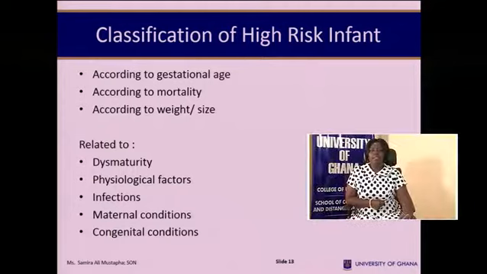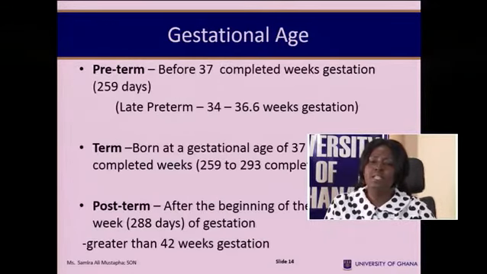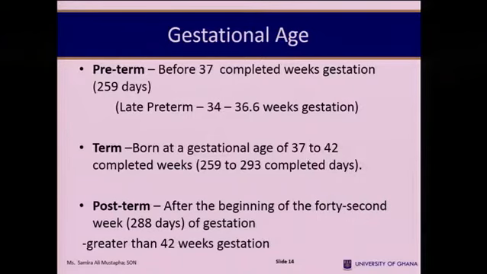Okay, it's also very important that we consider the fact that the baby can be classified according to gestational age, according to mortality, and then their weight. And all these things may be related to dysmaturity, physiological factors, infections, maternal conditions, and congenital anomalies, which I've already explained. So let's look at what goes into the categorization or classification according to gestational age. Here we ask ourselves or define who a preterm infant is.